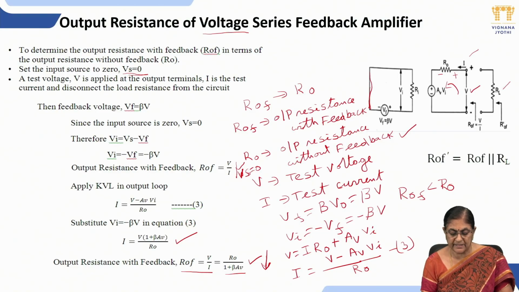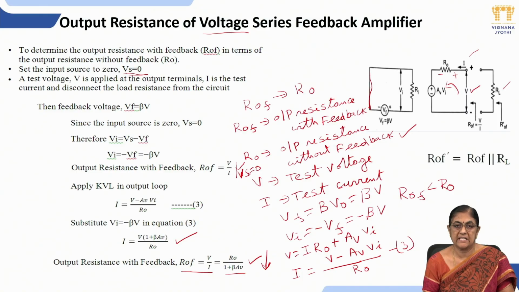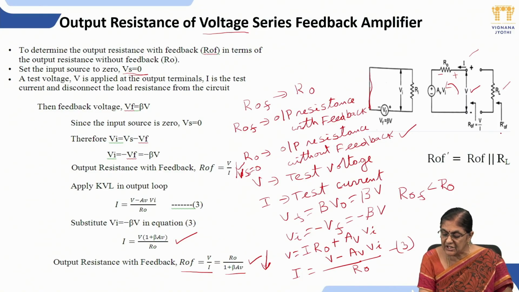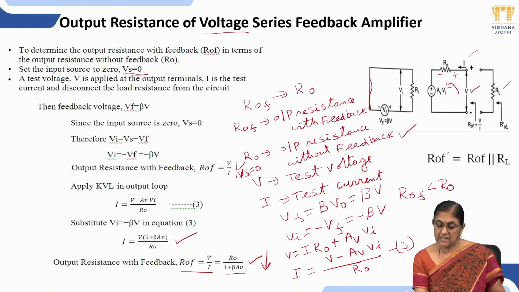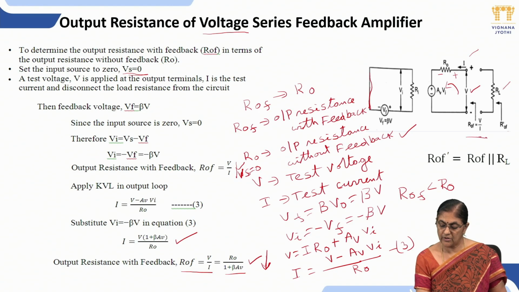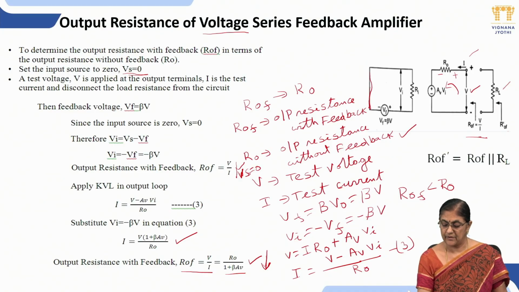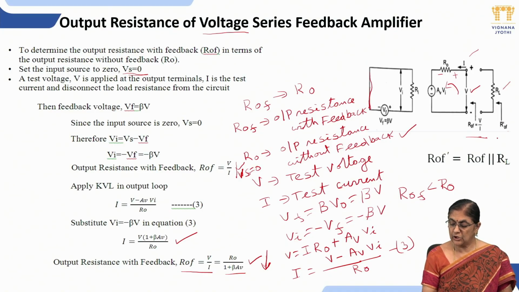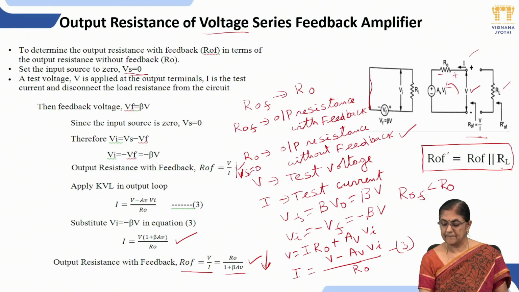So R naught F is the output resistance of the voltage series feedback amplifier excluding load resistance. Now, the circuit present between these two terminals can be replaced with R naught F. What is R naught F? Output resistance with feedback, excluding load resistance, because we have disconnected the load resistance to find R naught F. So the output resistance including load resistance is R naught F dash. R naught F dash is R naught F in parallel with RL.